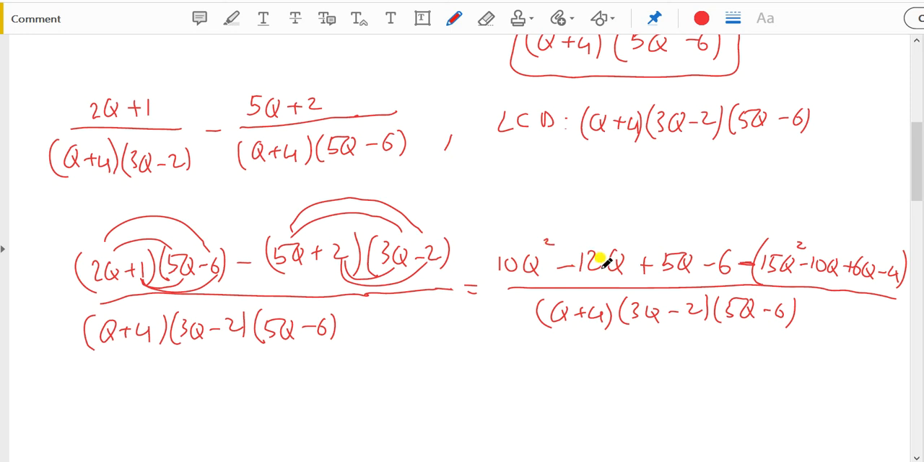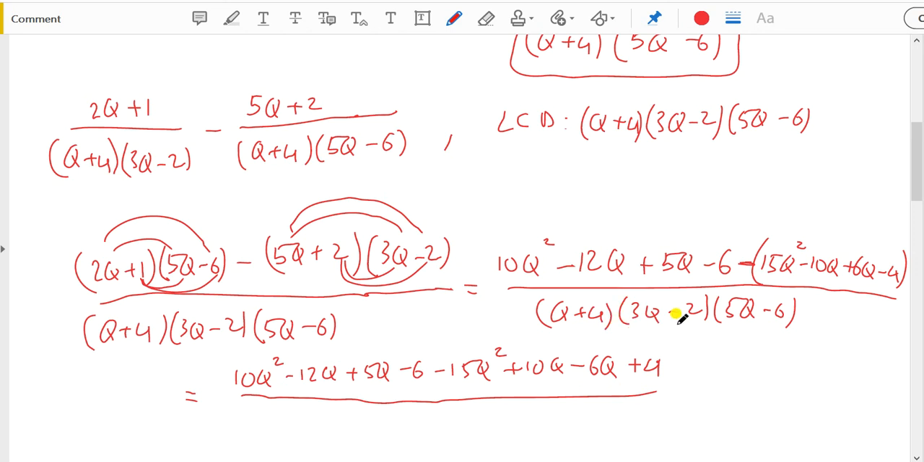Now it's time for us to simplify the numerator here by distributing the minus sign to each of the individual terms here before we can do further simplification. So I rewrite 10q squared minus 12q plus 5q minus 6, minus of 15q squared, minus and minus of 10q, that becomes plus 10q, minus and plus 6q, that becomes minus 6q, and minus and minus becomes plus 4 here. And then again, you want to carry out the whole bottom part or the LCD again, 3q minus 2 and 5q minus 6.